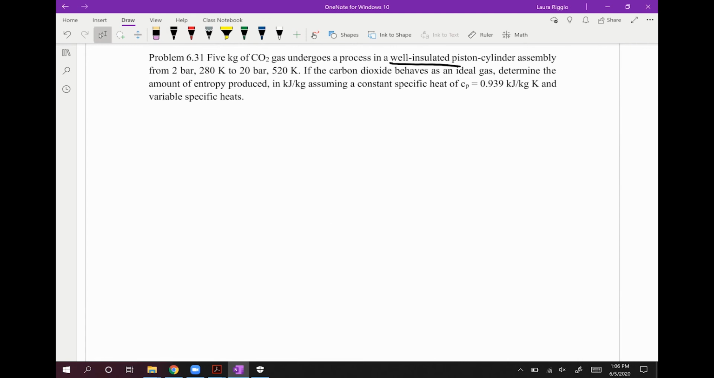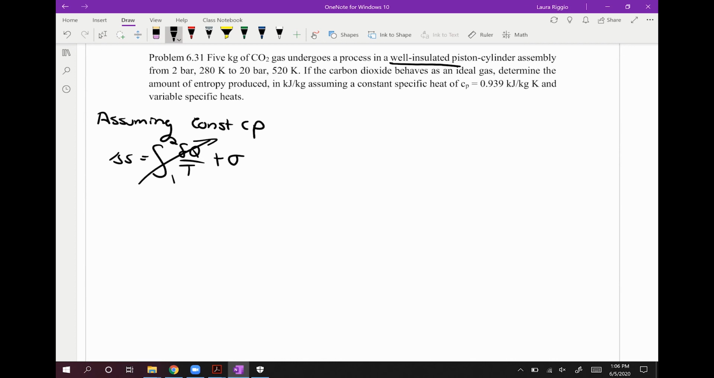To look at another example, we have 5 kilograms of CO2 undergoing a process in a well-insulated piston cylinder assembly from 2 bar and 280 Kelvin to 20 bar and 520 Kelvin. If the carbon dioxide behaves as an ideal gas, determine the amount of entropy produced, assuming a constant specific heat and variable specific heat. So we're going to do the problem 2 ways. First one is assuming constant Cp.